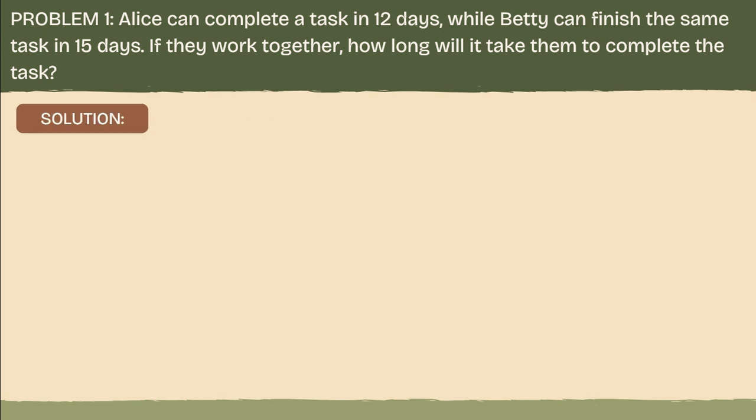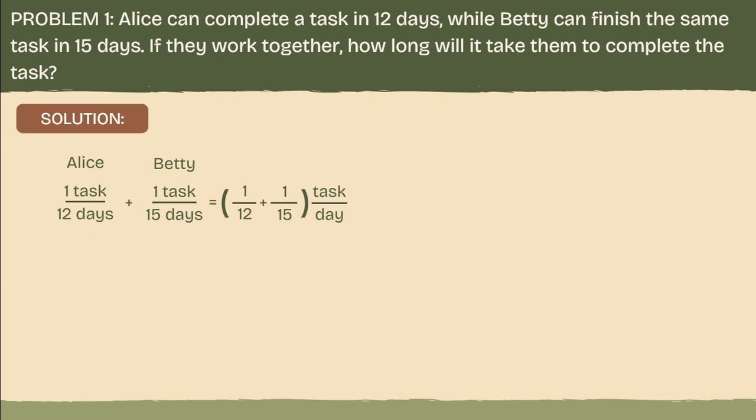Now that we know how much each person can finish in a single day, we can find their combined rate by adding their rates. One task over 12 days plus one task over 15 days. Isolating the common unit, we get 1/12 plus 1/15 tasks per day. To add fractions with different denominators, we need a common denominator. More specifically, we want the least common denominator or LCD. LCD in simple terms is the smallest number that both denominators 12 and 15 can turn into.